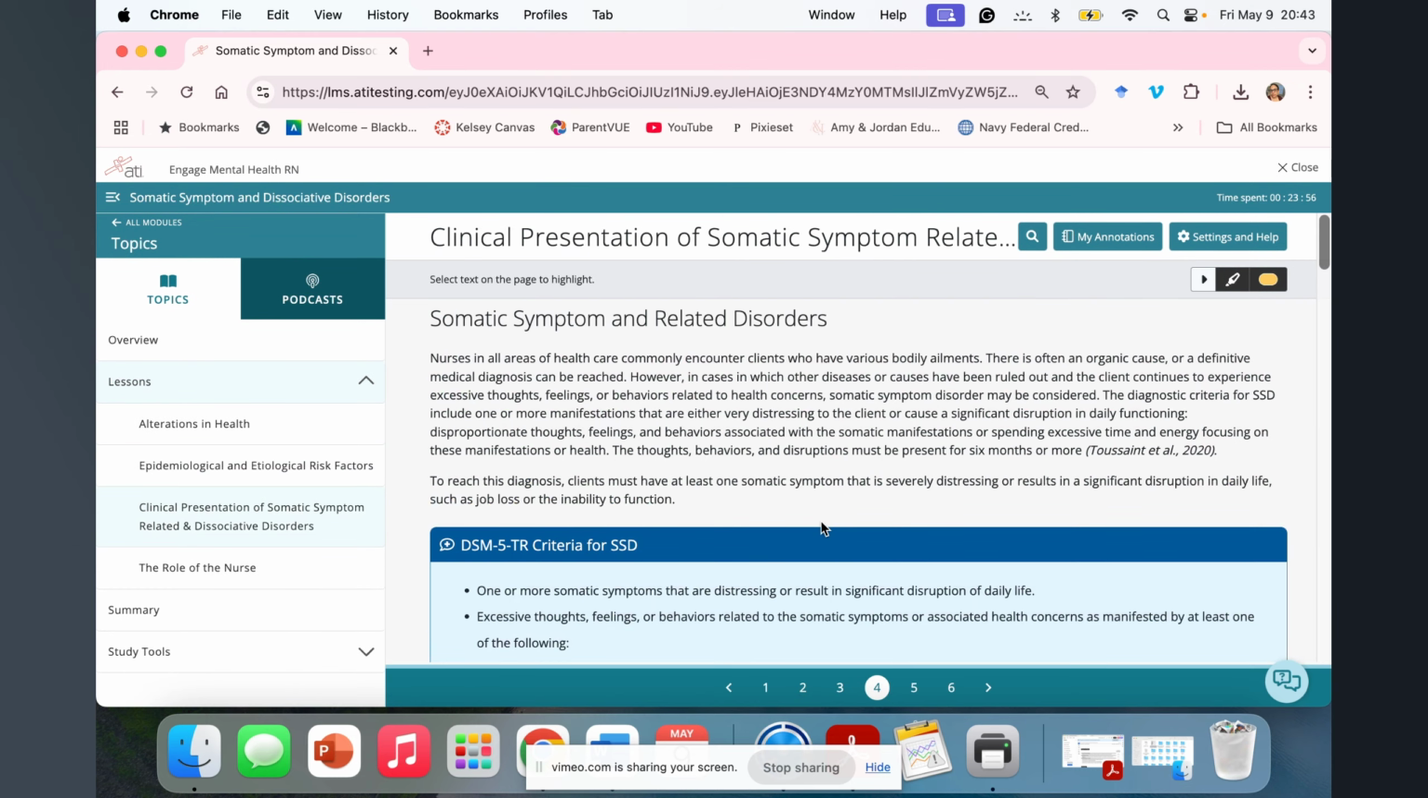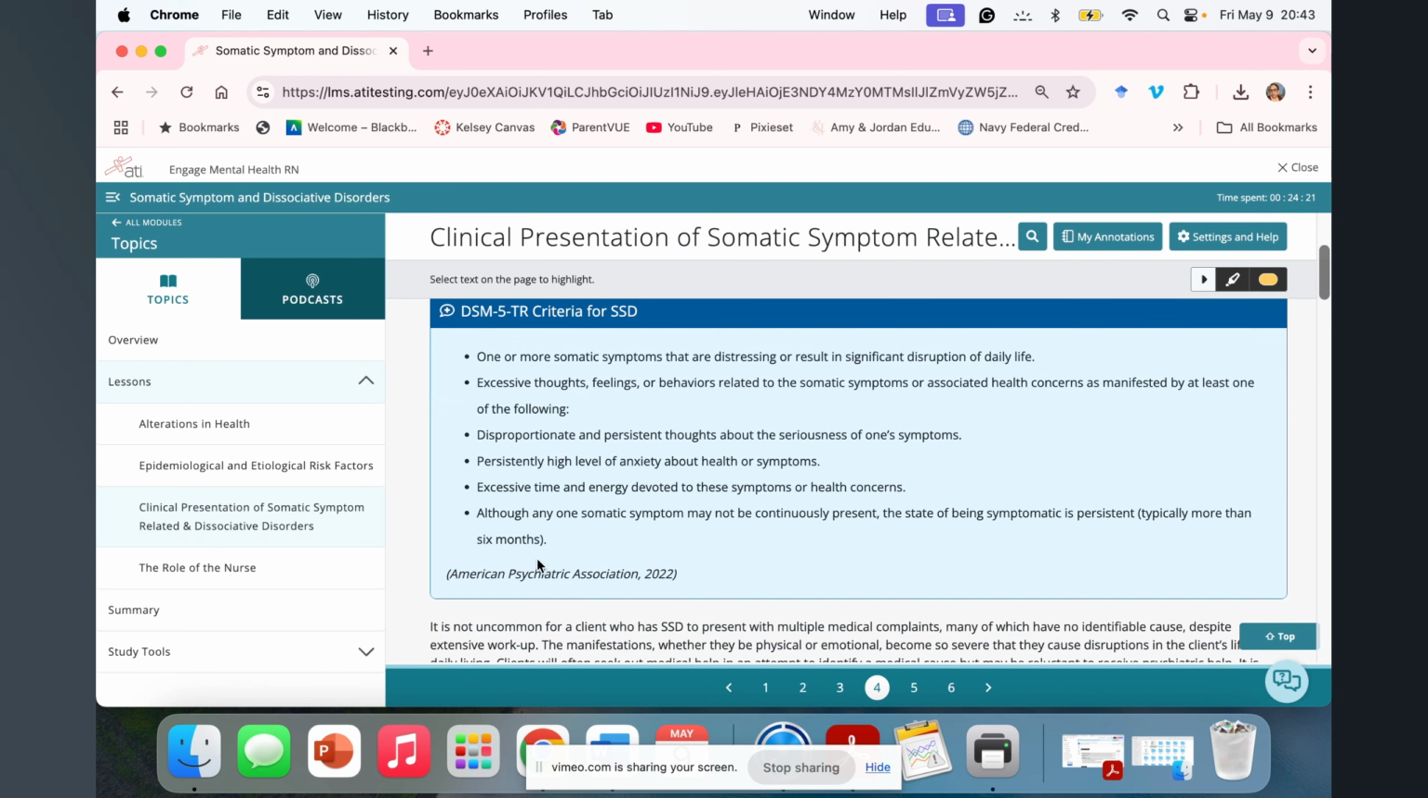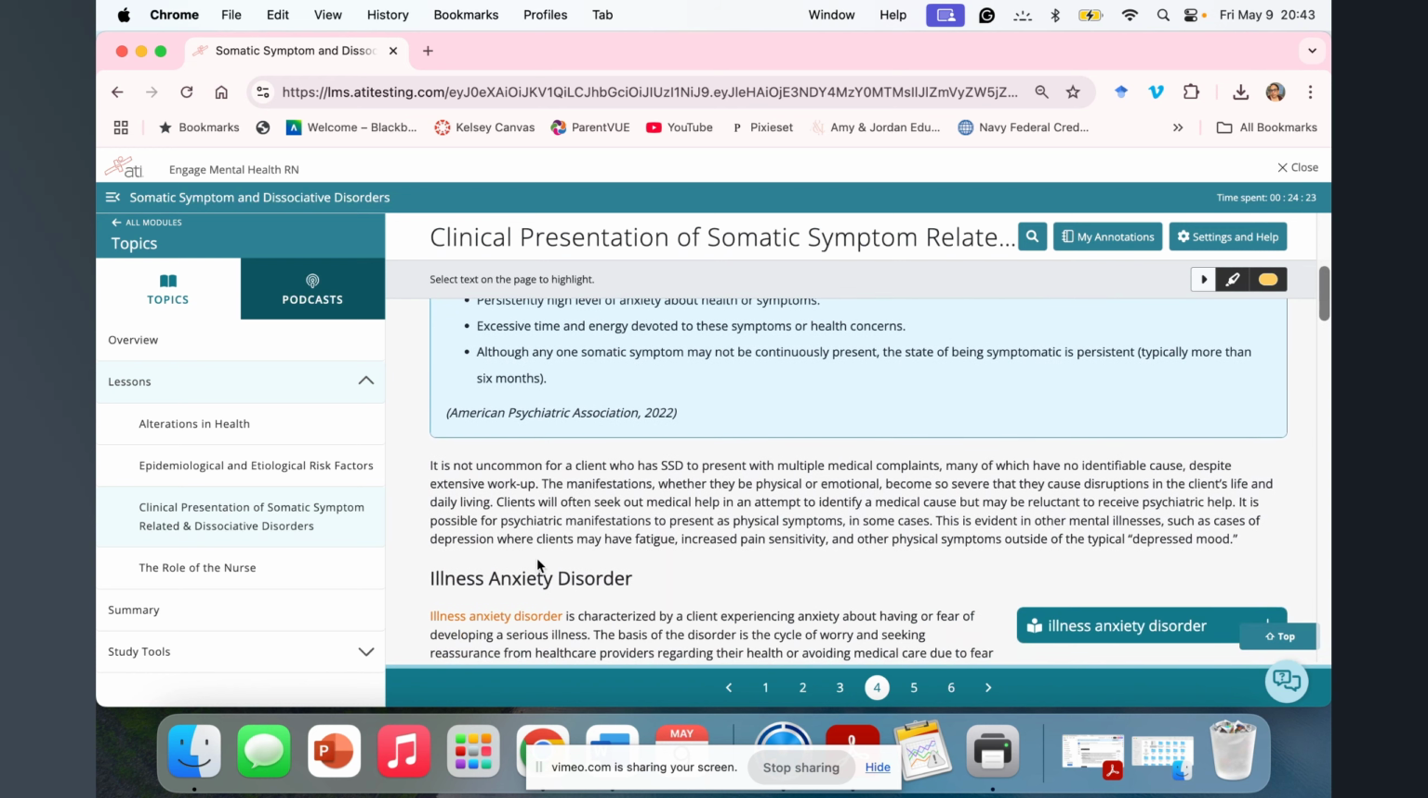All right, so again, they're going to be talking about the same thing, but just as an FYI, to reach a diagnosis of somatic symptom disorder, it has to be severely distressing and result in a significant disruption of daily life, such as job loss or any inability to function. You can go ahead and read the DSM criteria on your own, okay?